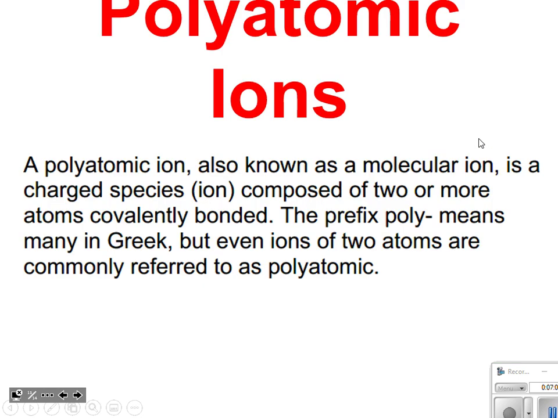Now, let's talk about a polyatomic ion. What is poly? Many. So this literally is an ion that has many atoms. So by definition, a polyatomic ion is known as a molecular ion. A molecular ion. What does that mean, you think?